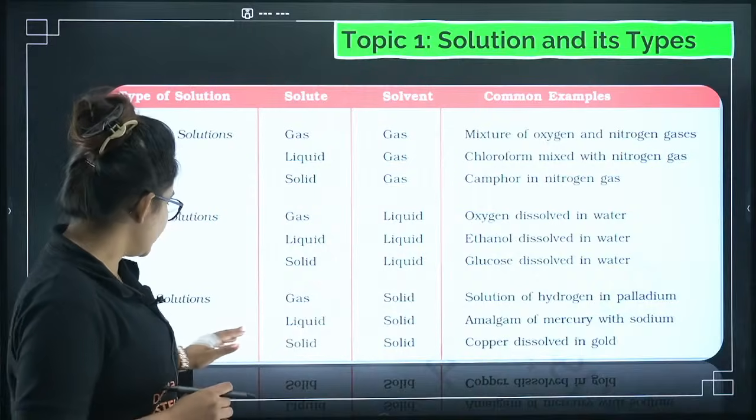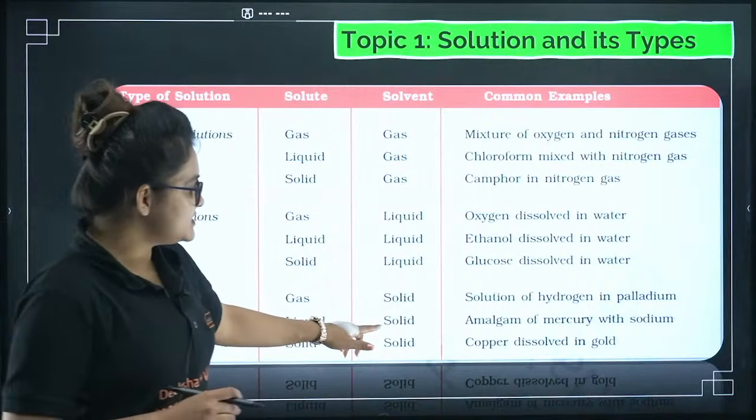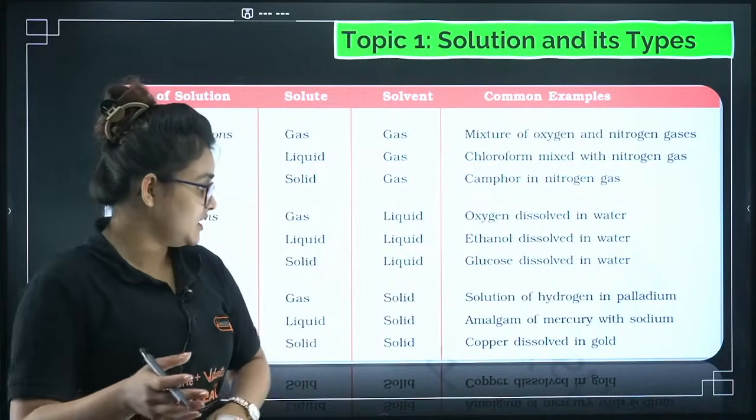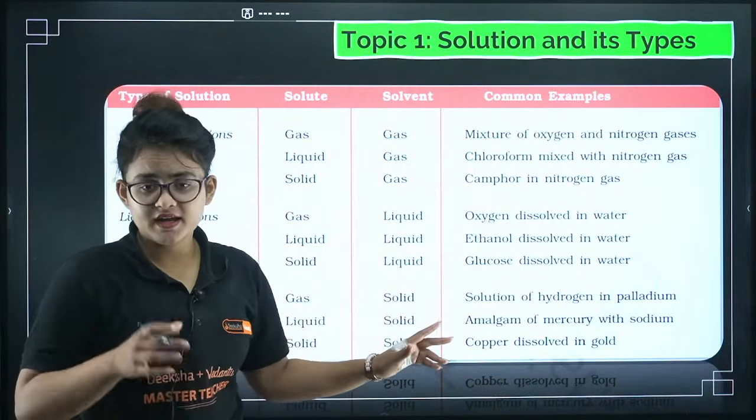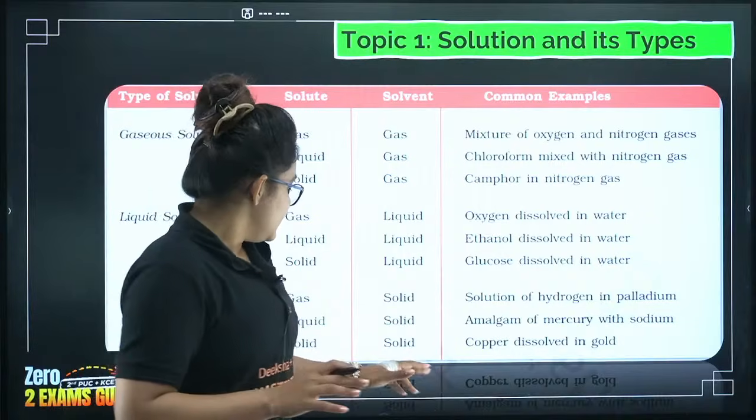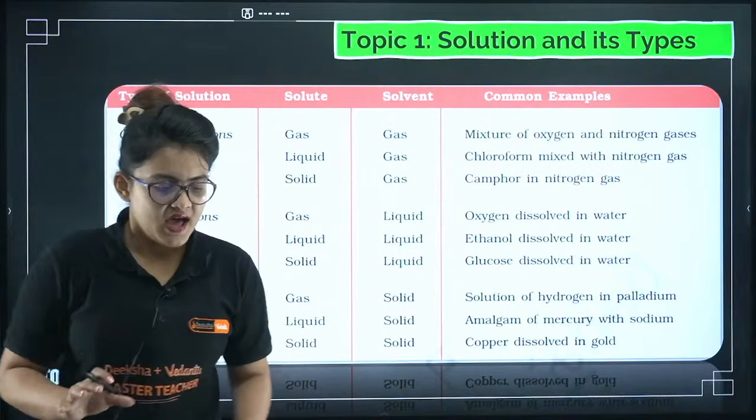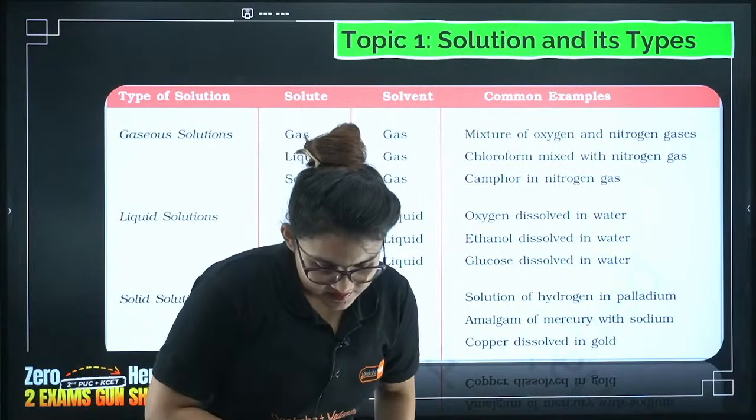So that can be taken as solid solution. Okay, next you can see liquid solid, that is the amalgam of mercury with sodium, because whenever it comes to the matter of mercury, it is liquid in general state. Next you can see solid, that is copper dissolved in gold. Okay, I guess this particular portion is clear.